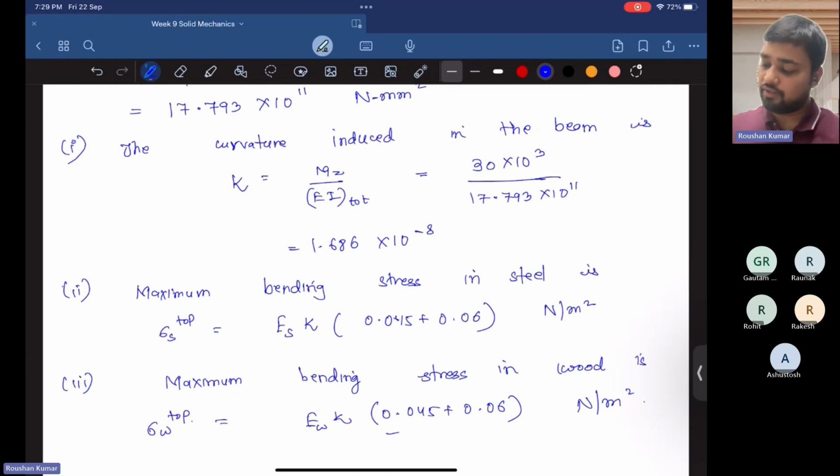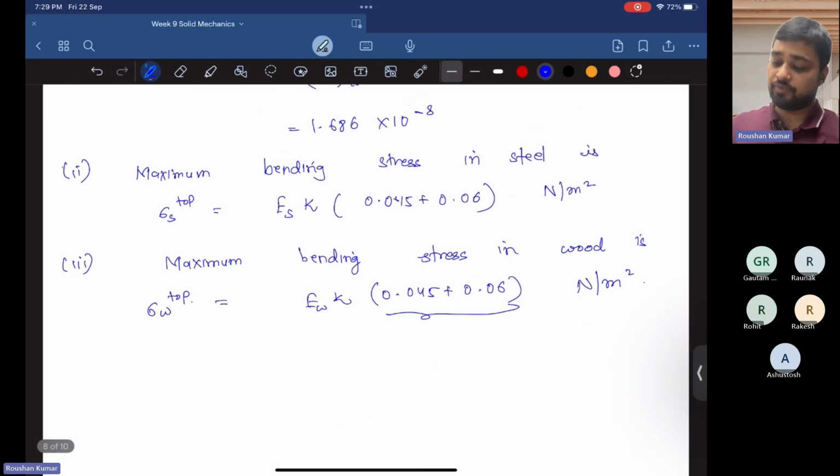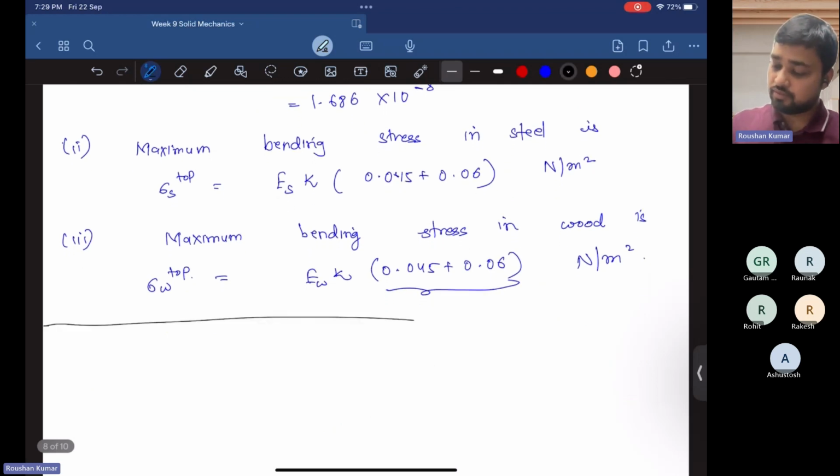Because I have written here the units of position, that is the y position, in meter. That's why the unit is finally written in Newton per meter square. So this is all about question number 3.